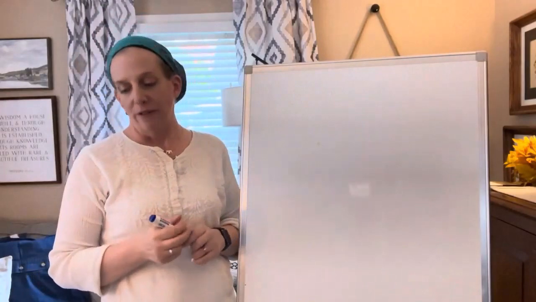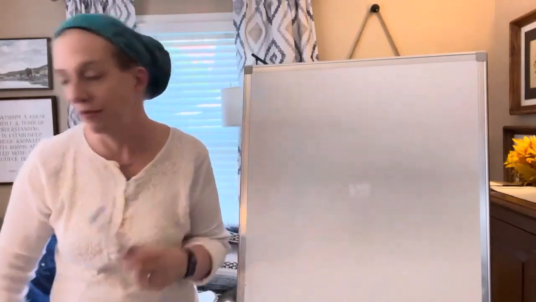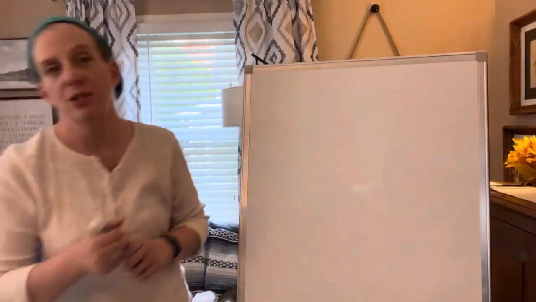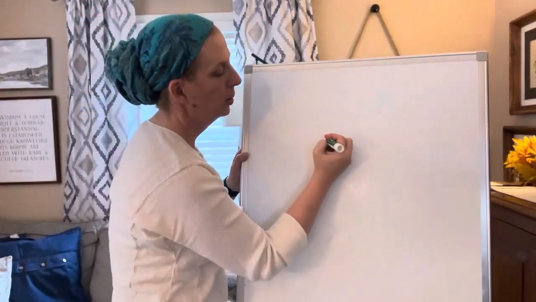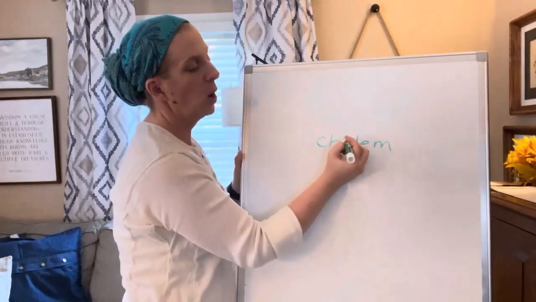So I'd like to teach you a very important Hebrew vowel. I'm going to switch to a different marker and see if this works better. So I'm going to teach you the holem. Holem is spelled like that. And this one makes the O sound.